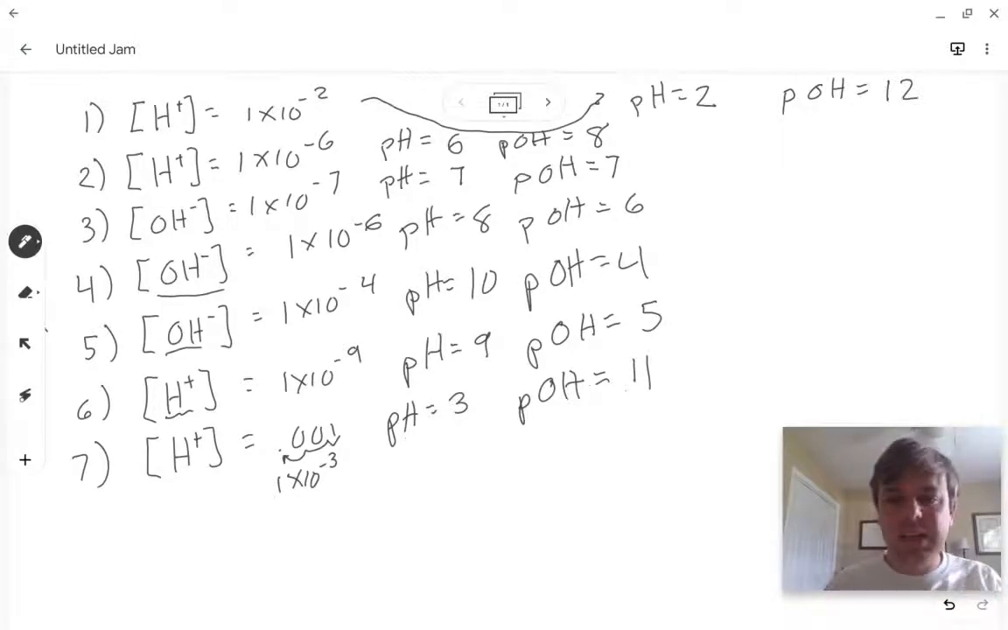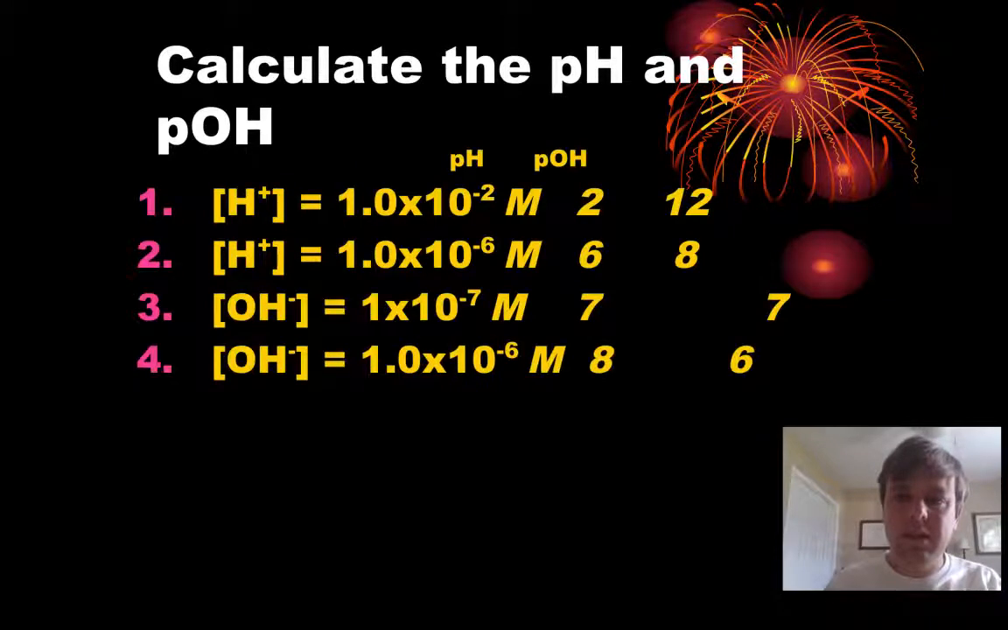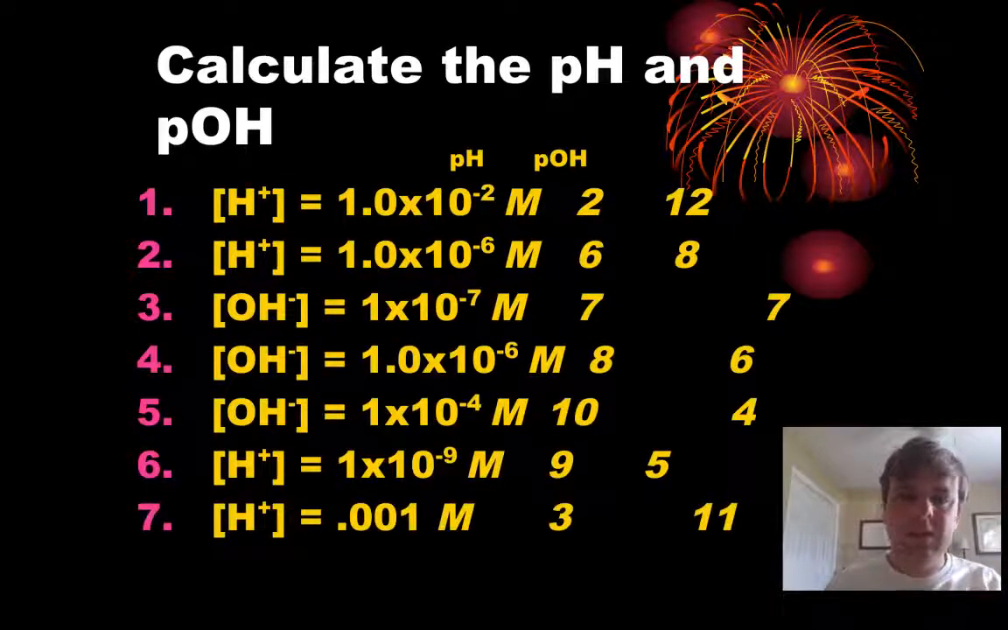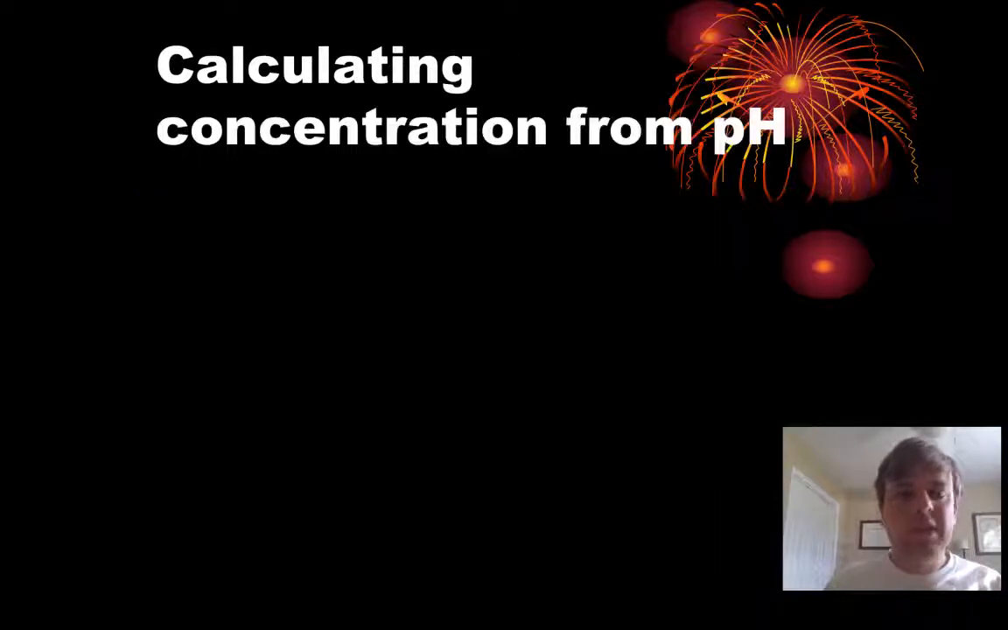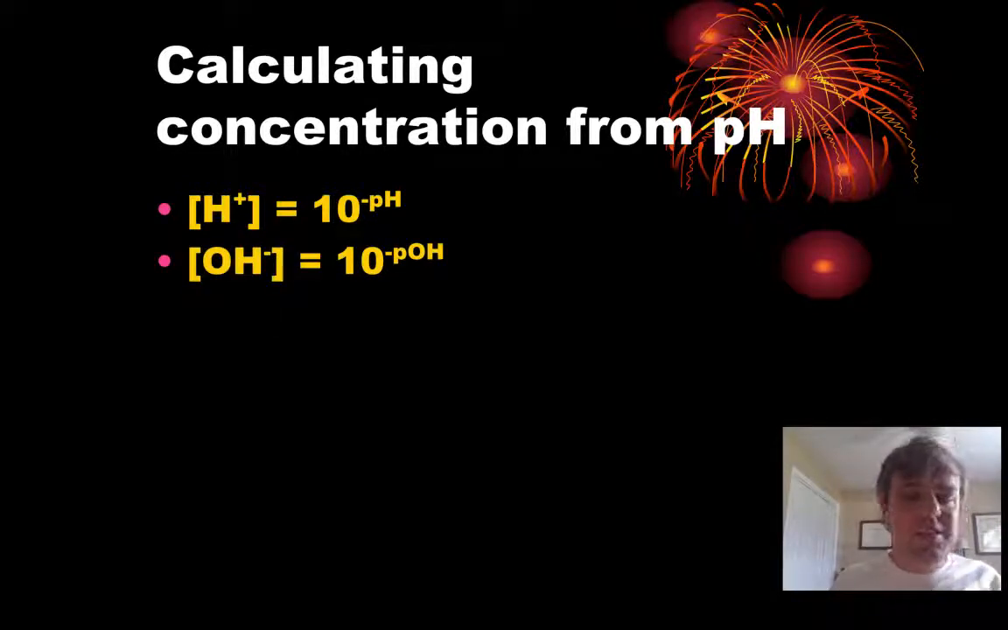So let's take a look at the answers real quick. There we go. And then we're going to look at a few more things. We need to reverse this process. If I give you the pH and ask you what the H plus concentration is, well, the H plus concentration is 10 to the negative pH. And your hydroxide concentration is 10 to the negative pOH.